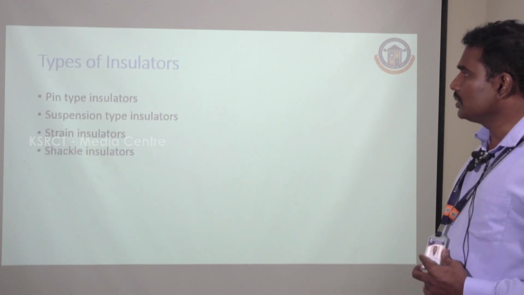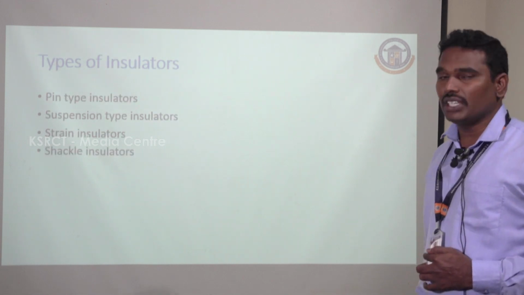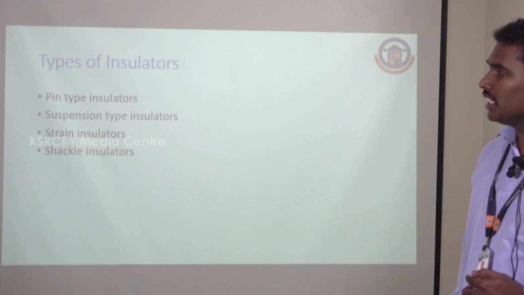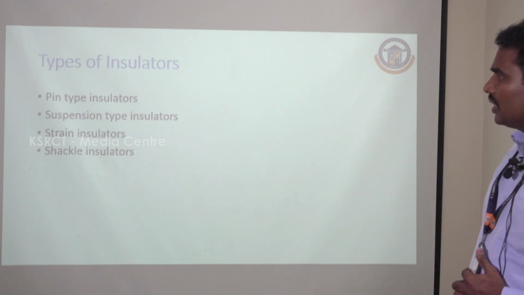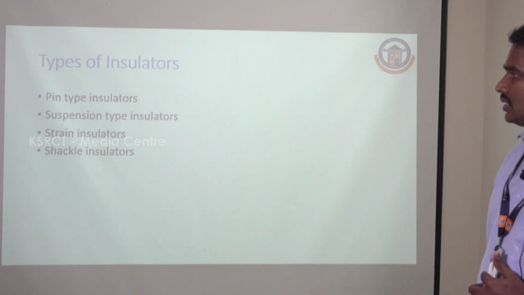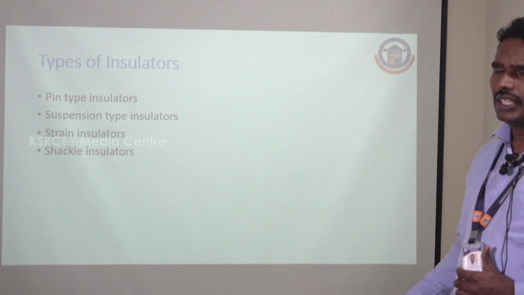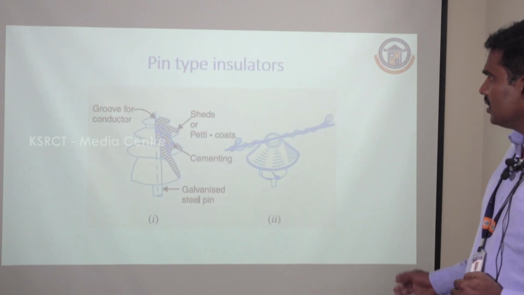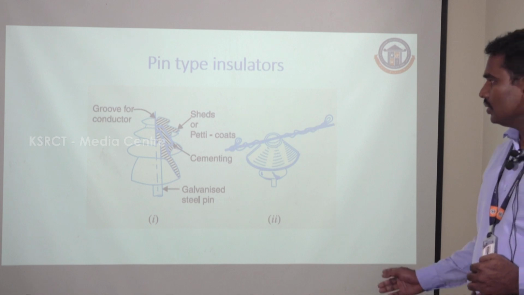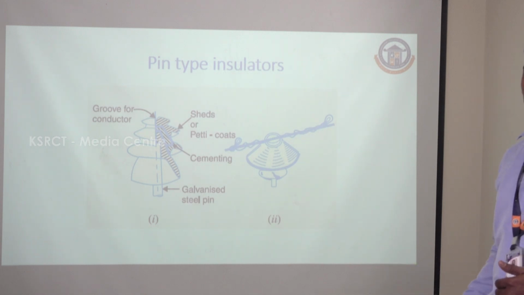So types of insulator, basically we are having 4 types of insulators. One is pin type insulator, suspension type insulator, strain and shackle type insulators. So in a pin type insulator, the structure is here. So we can see this pin type insulator even in a distribution system.